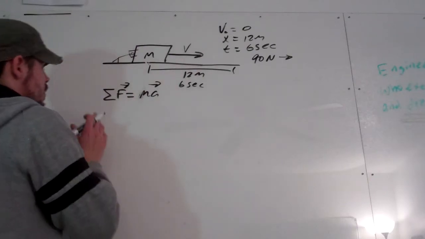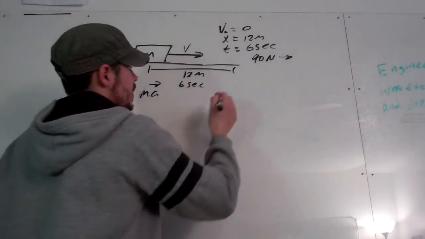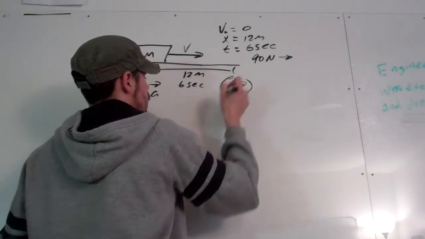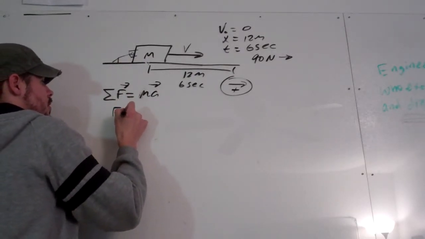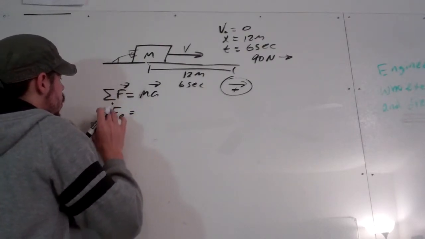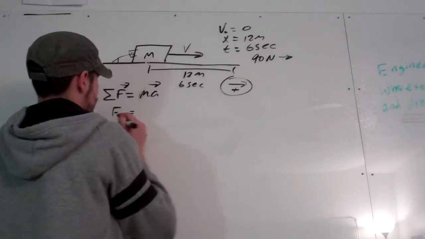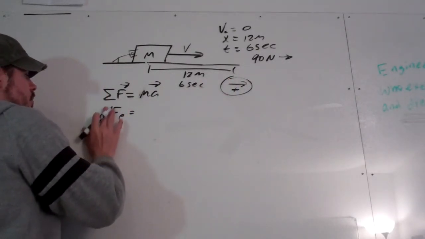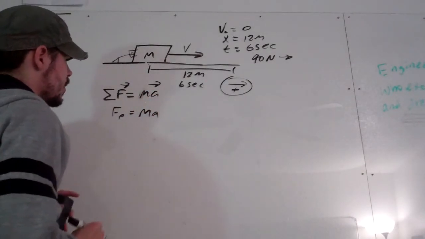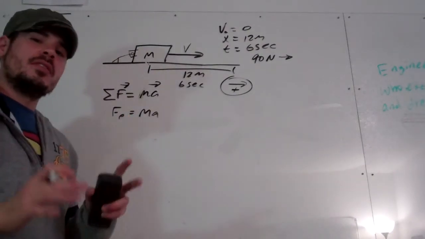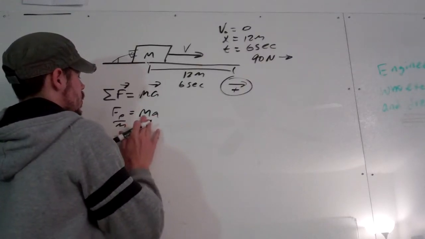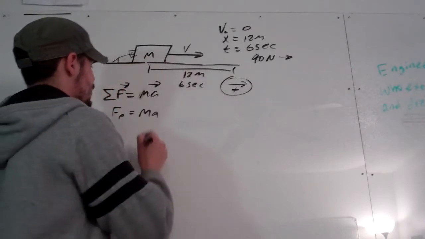So now, by the way, I'm going to define the positive direction as this way. So the force of the push is going this way, so it's positive. If I said that it was positive going this way, then this would actually be negative, right? But it's positive. Force of push is equal to mass times acceleration. So now what? Well, we need to solve for m, right? So let's solve for m. We need to solve for m, so let's divide a from both sides.